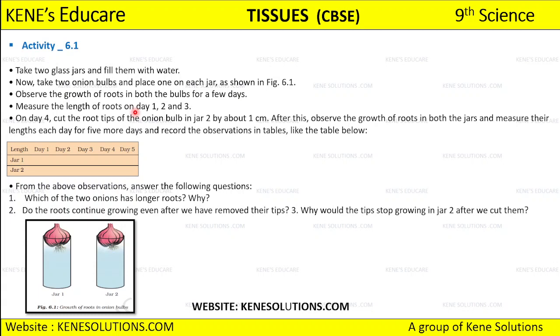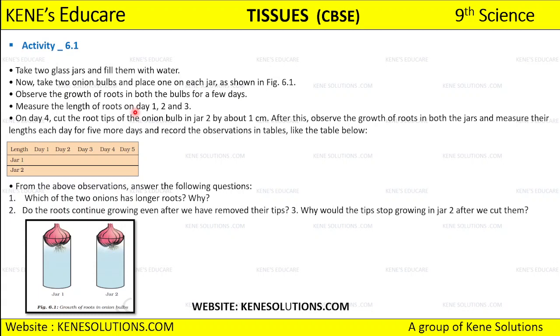Why is it so? वो grow क्यों नहीं करेगा? Because you have cut the apical meristem of the root tip, or you can say of the onion bulb, and once you have cut the apical meristem, that is the tip from where the growth occurs, because apical meristem जो है that is responsible for increasing the length of the root hair, you can say. Okay, so यहाँ पे because you have cut the apical meristem, it is not going to show any growth.